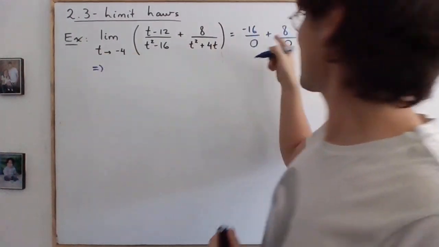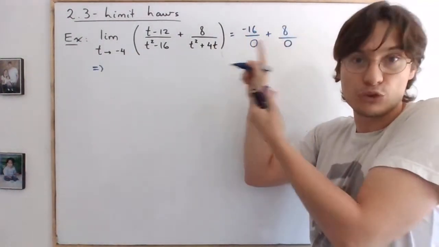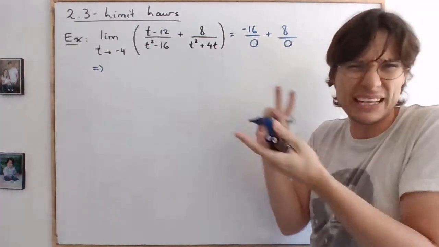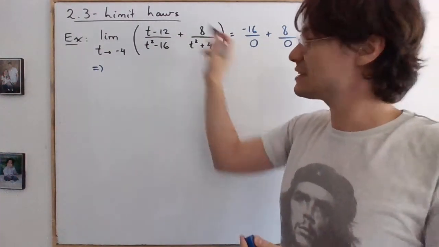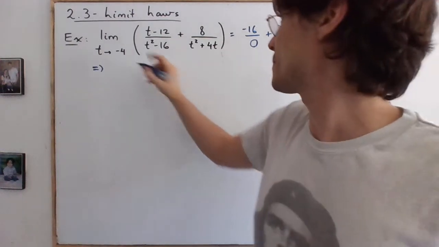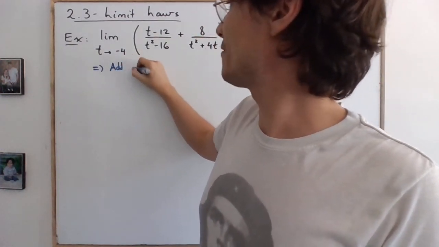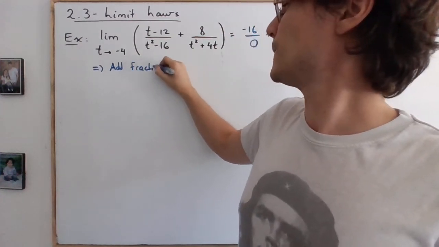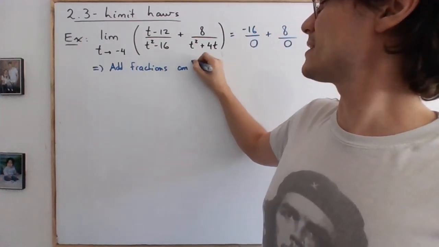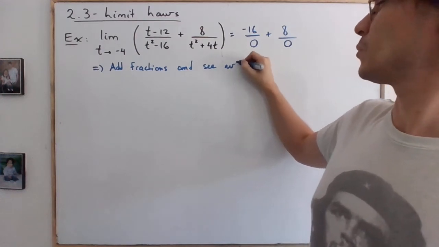So whenever you are in this scenario, whenever you get two asymptotes that might combine in some funky way, just put it into a single fraction and see what comes up. Okay, so add fractions and see what comes up.